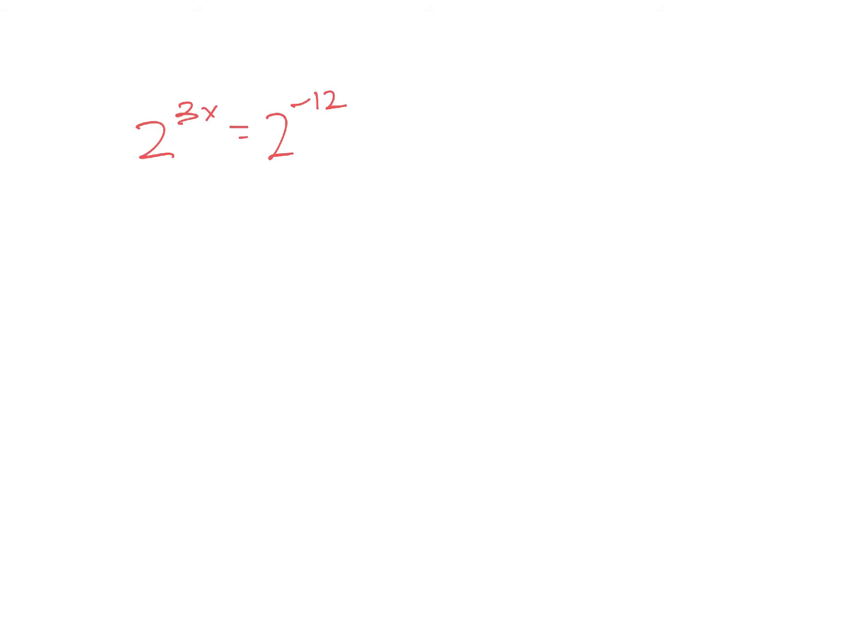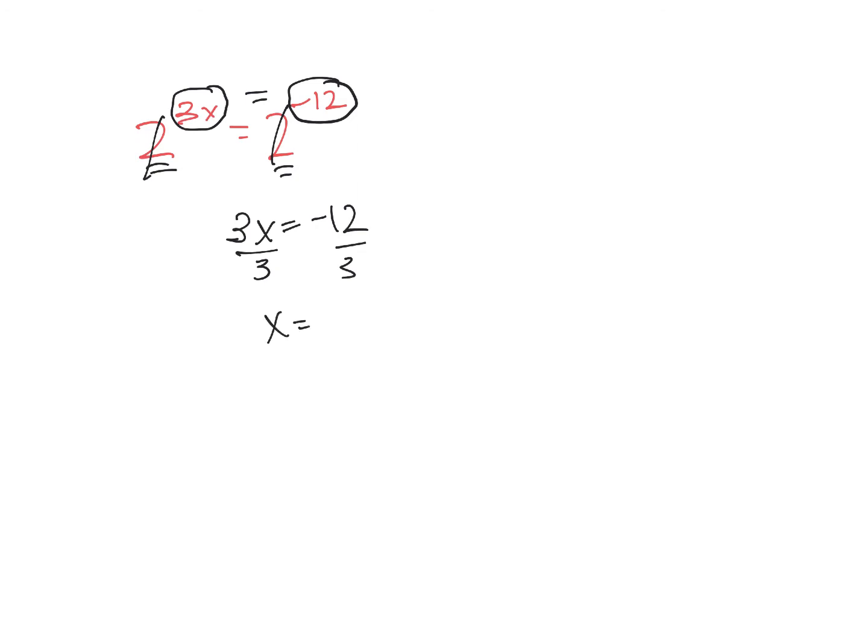So what you're going to do here is look just at my exponents, because I need to set them equal to each other. I have the same base, so I can just disregard this base. And we're going to take 3x equals negative 12. I'm going to divide by 3, and we're just going to solve for x. And so x is negative 4.